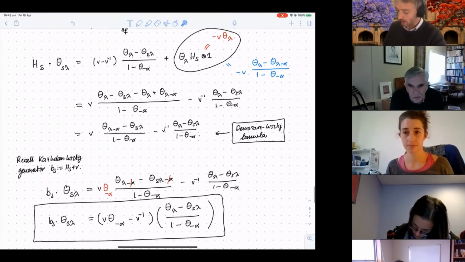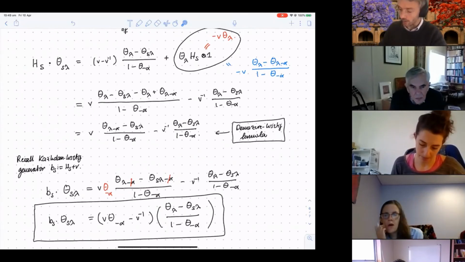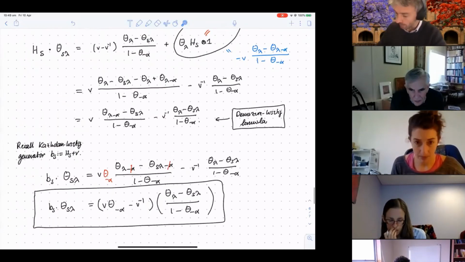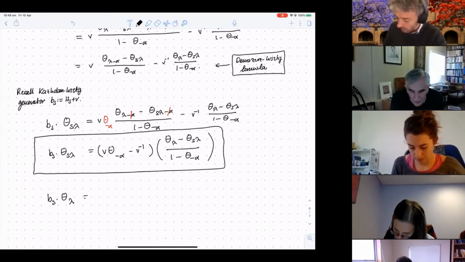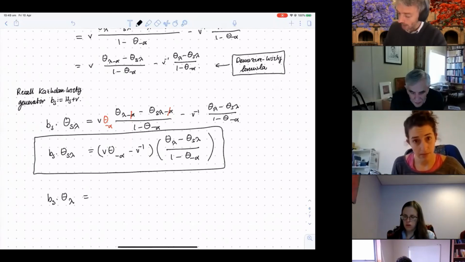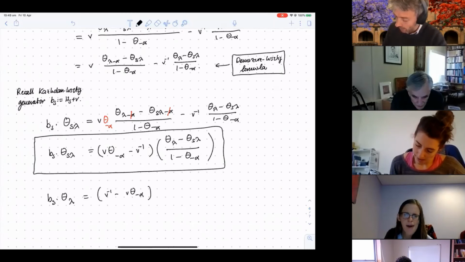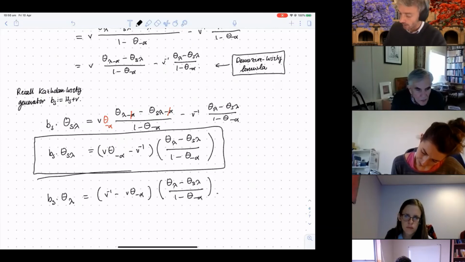Okay, so this formula here shouldn't look too bad. We can replace lambda by minus lambda easily here, and we get v inverse minus v theta minus alpha. So it just multiplies the right-hand side by -1. That's actually the formula that I want.